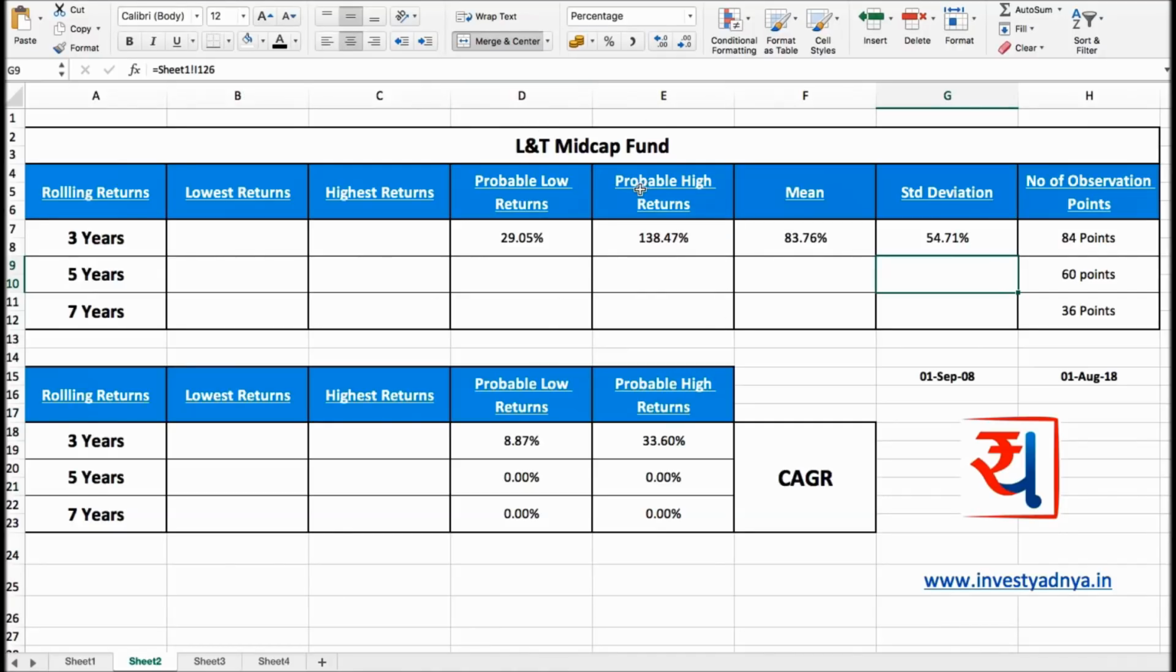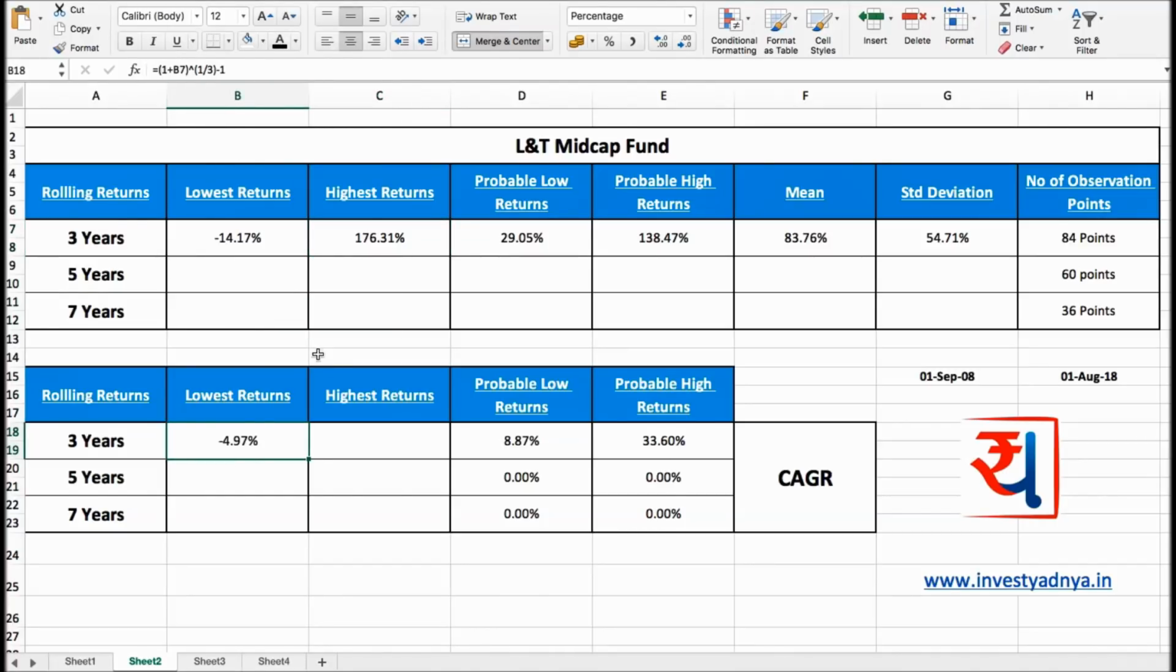These are absolute numbers. We need to convert these numbers into CAGR. So 29.05% will become 8.87% per annum, and 138.47% will become 33.60% per annum. We have taken two more parameters, lowest returns and highest returns L&T Midcap Fund has given over the period of 3 years. So lowest returns were minus 14.17% and the highest returns were 176.31%.